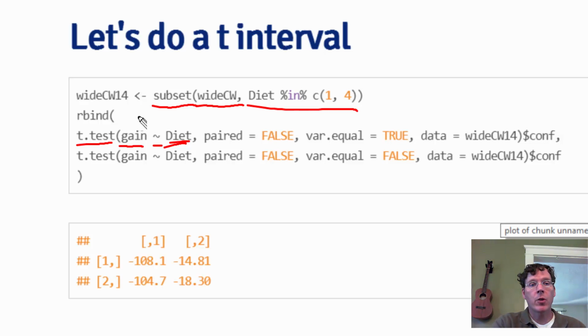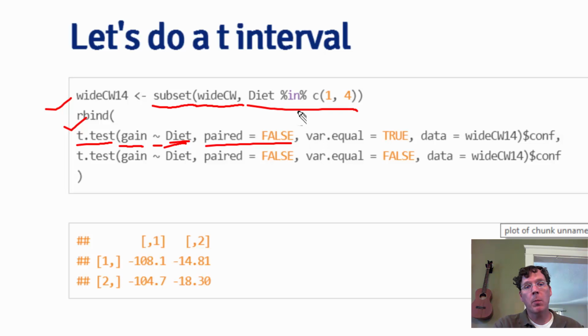Here I show the interval. Again, I'm collecting the results with an R-bind statement. I want paired equals false, which in this case paired equal true isn't even an option because the vectors are of different length.